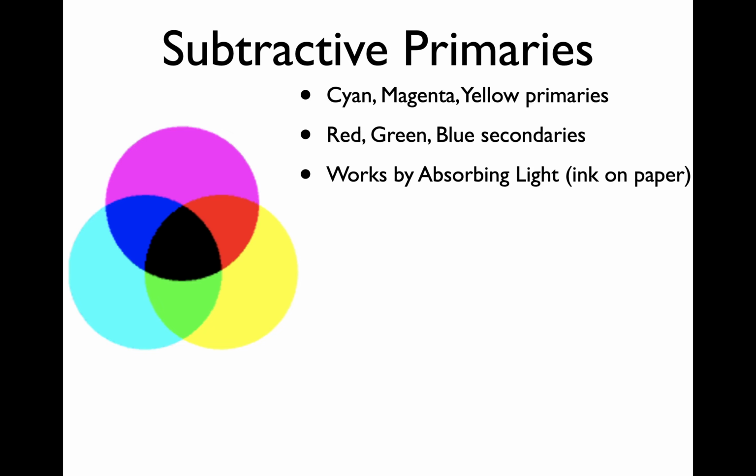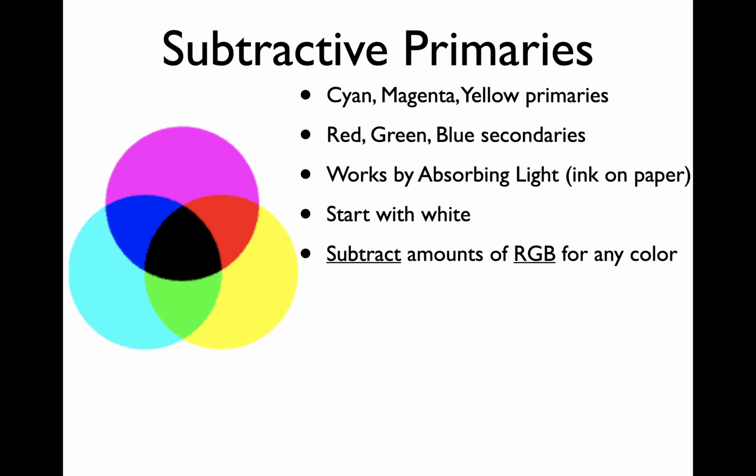This works by absorbing ink. Light color is absorbed by ink. So whatever ink the color is, again, a magenta ink, it's absorbing all the other colors except for magenta, and it's actually reflecting magenta. But when I start to mix it with these other colors, I can achieve any color in between. Right? You start with white. You subtract amounts of CMY to get any color that you want.